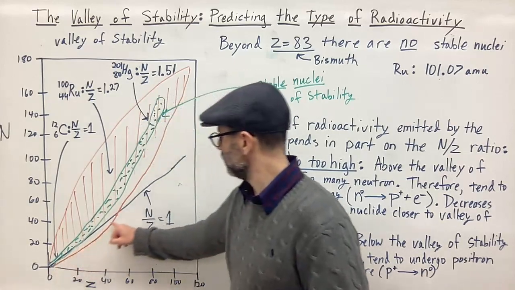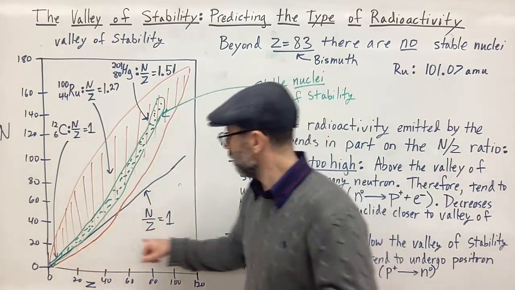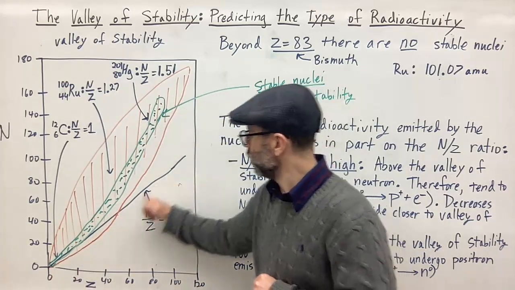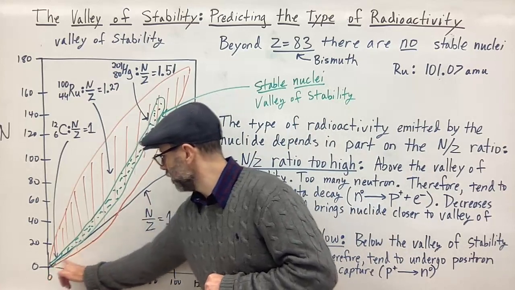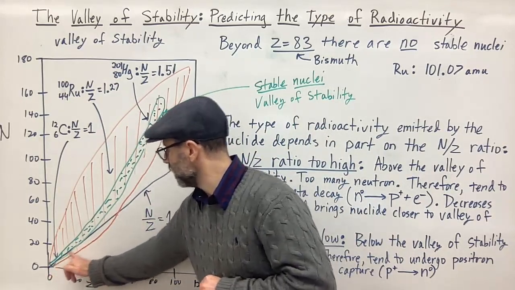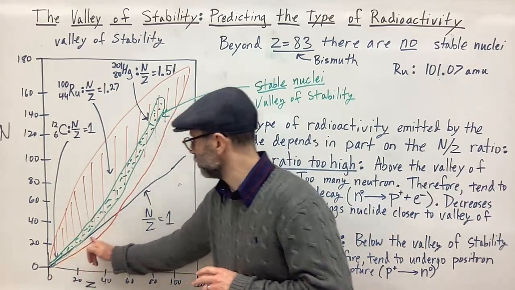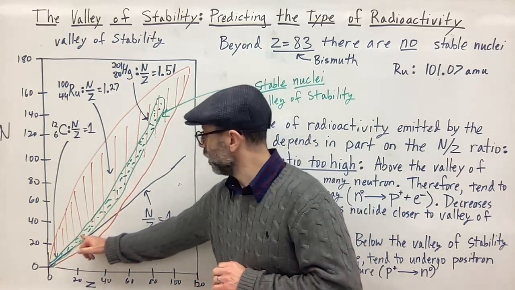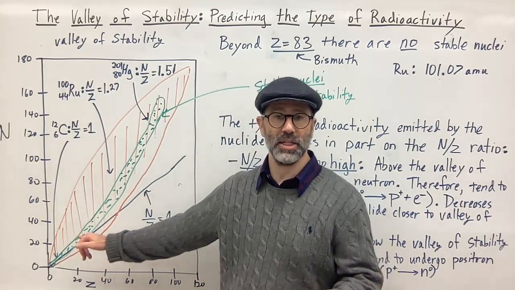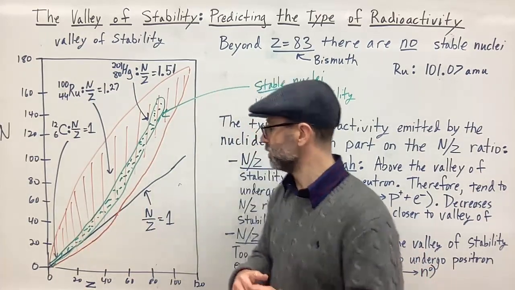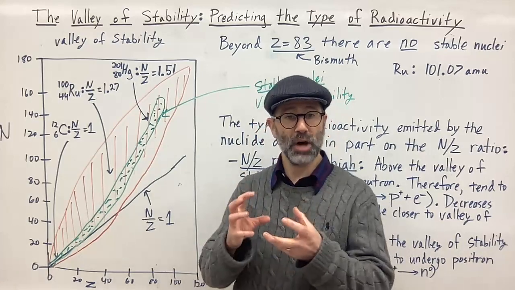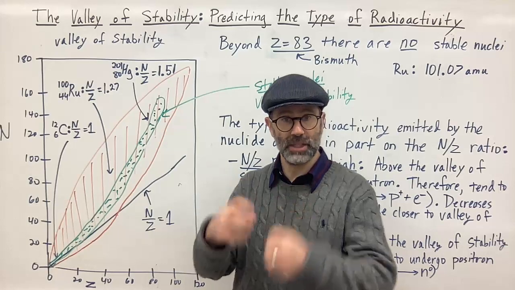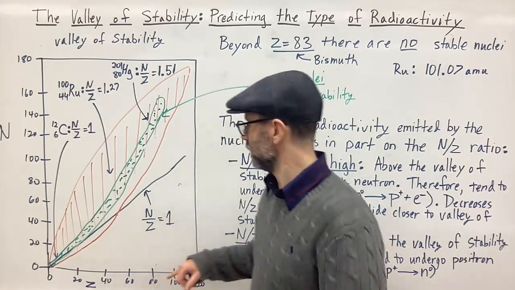This line here, it's a straight line. Sorry, I didn't have a ruler. This straight line represents the 1-to-1 ratio. So you can see at the very first 20 elements, it's about 1-to-1. But as soon as you get past 20, it starts to go up. So stability requires more neutrons in the nuclide compared to protons. And again, remember the neutrons are adding more strong attractive force to hold the nucleus together.